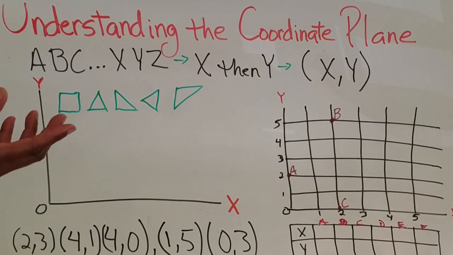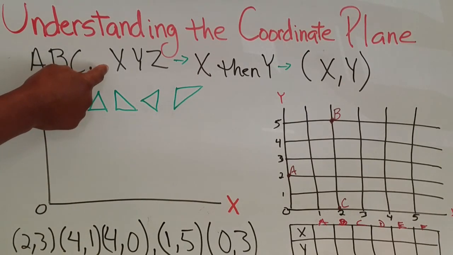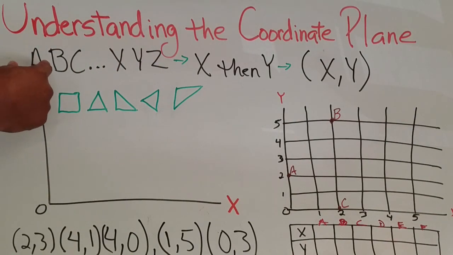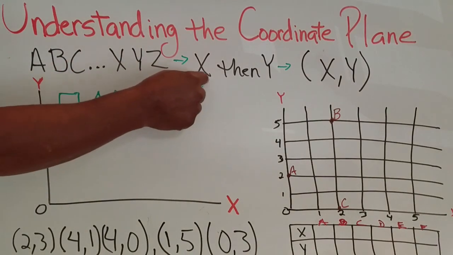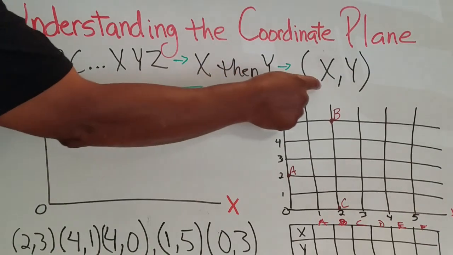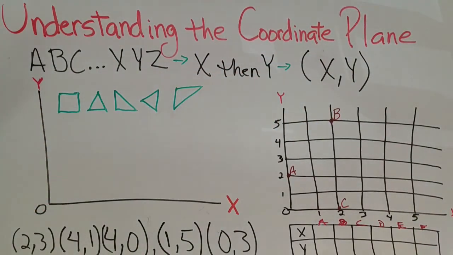When you learn your ABCs, A, B, C, D, E, F, G, the last few letters are X, Y, Z. And that's the order of the coordinate plane. X, then Y. There is no Z, so it's just X, Y. So you'll see in parentheses X and then Y. That order is so important. X comes first, then the Y.